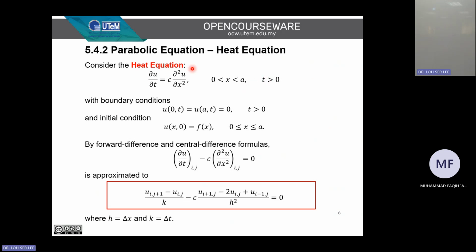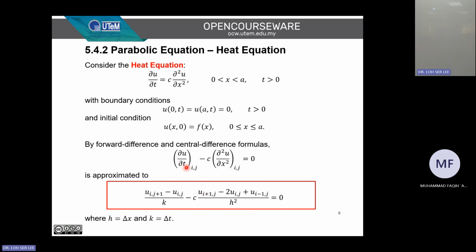Now we look at this heat equation, which you have learned. You are given the heat equation and the length of the rod is A, and you are given the boundary conditions where at the starting point and at the end point, the temperature is 0. You are also given the initial condition. By using the forward difference and central difference formulas, we can approximate this one into this form.